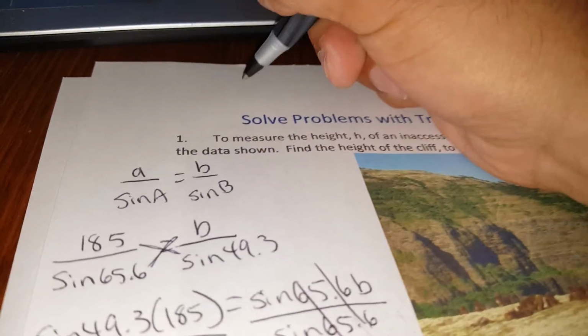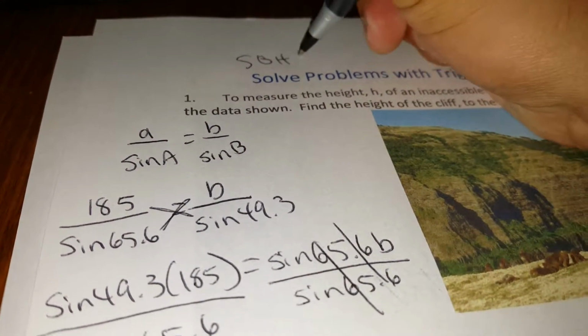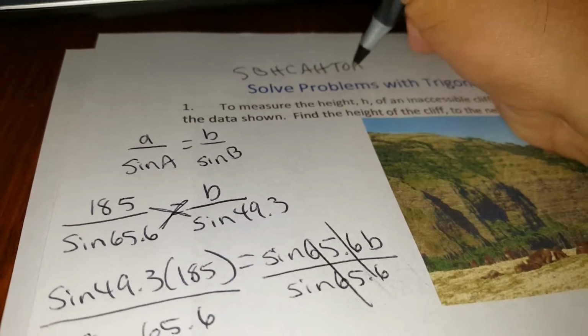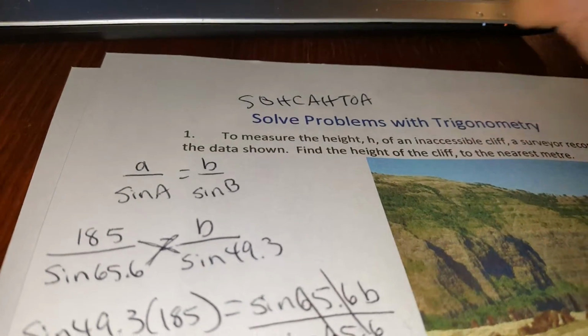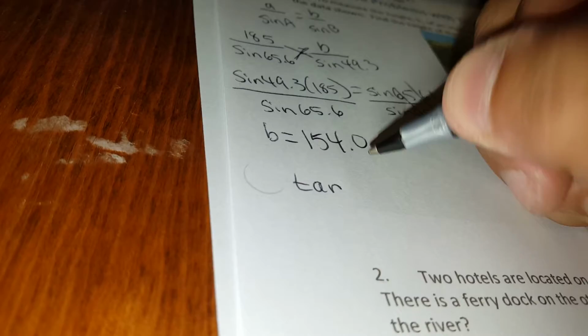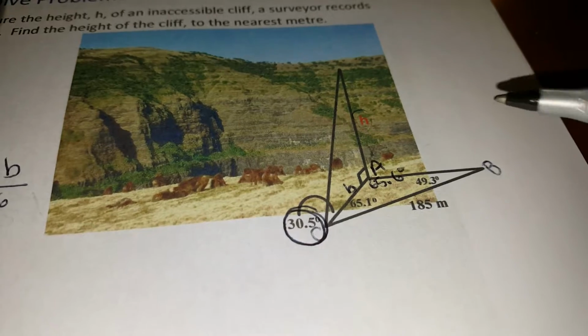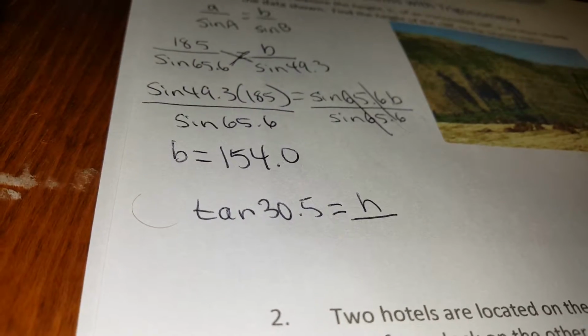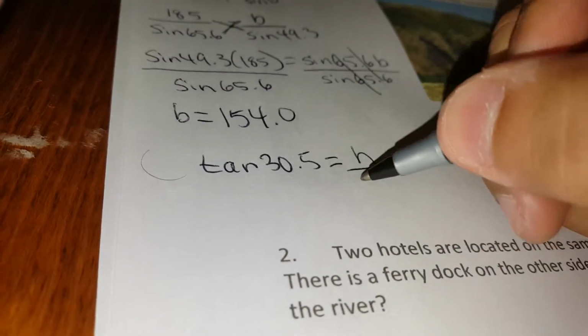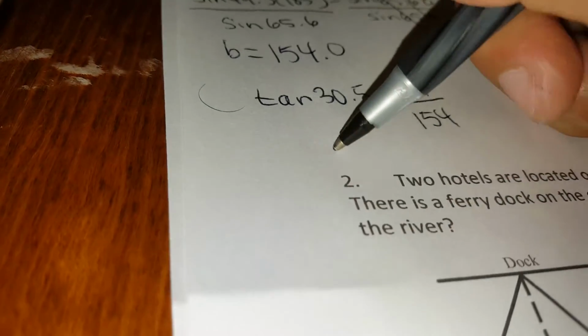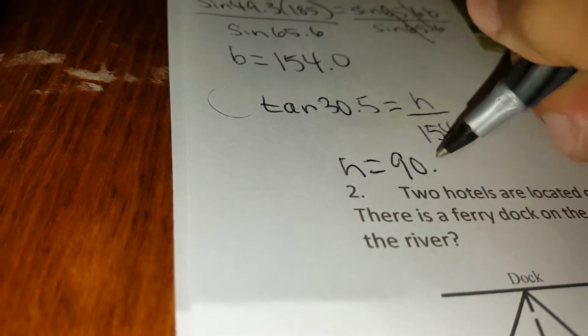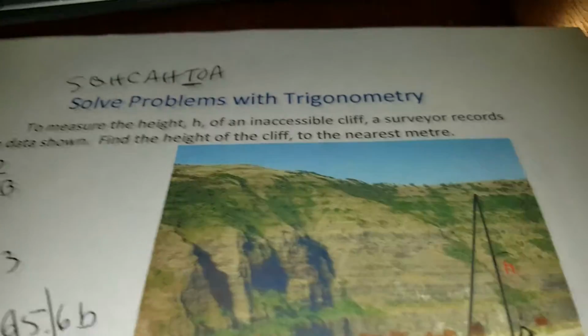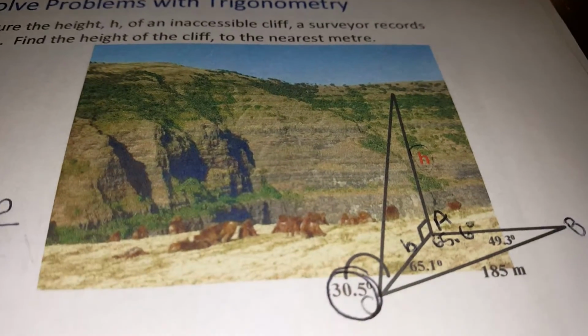If I write out SOHCAHTOA, which primary trig ratio deals with both opposite and adjacent? You should see that it would be tangent. So tan of 30.5 is equal to opposite, which would be H, because H is across from that angle. So I would have H over 154, which would be side B, which is what I just found. I cross multiply those, and H is going to be 90.7 meters. So the height of the cliff in total is 90.7 meters.